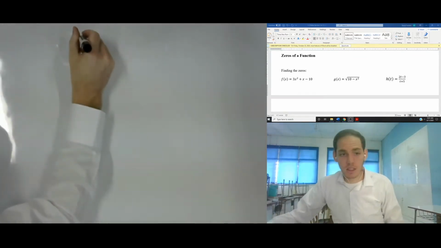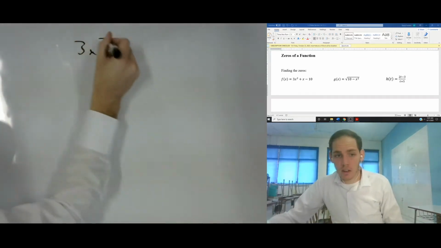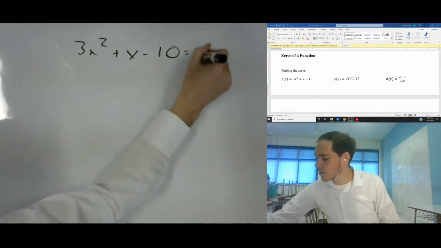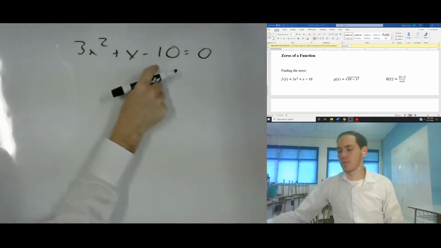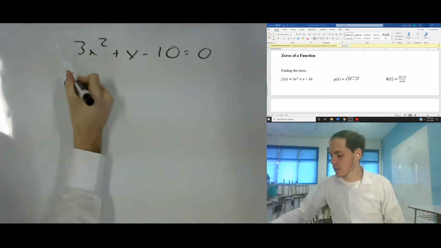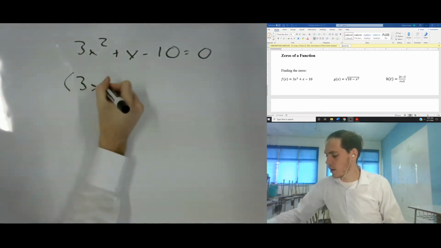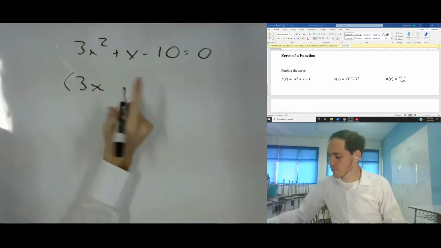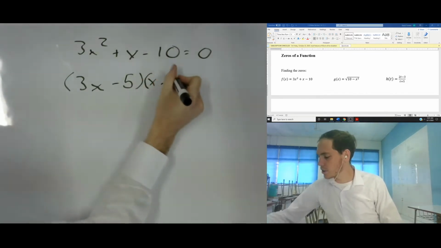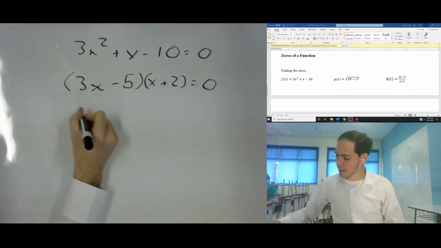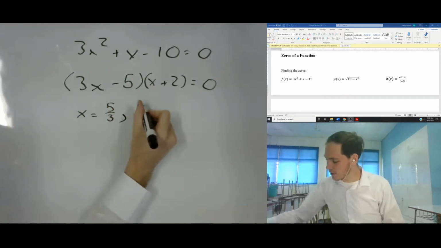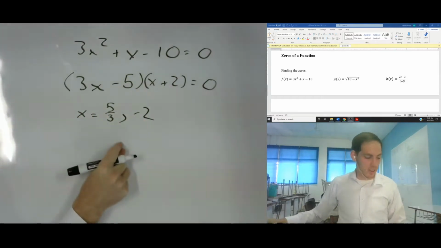Okay, so let's look at some of these functions. We'll start with this one: 3x squared plus x minus 10 equals 0. When I solve this, 3 times negative 10 is negative 30, what would go into here? 6 and 5. So I get 3x minus 5 and x plus 2. So I get x equals 5 over 3 and negative 2. Okay, so that would be our zeros right there.